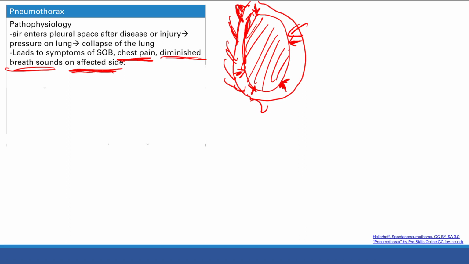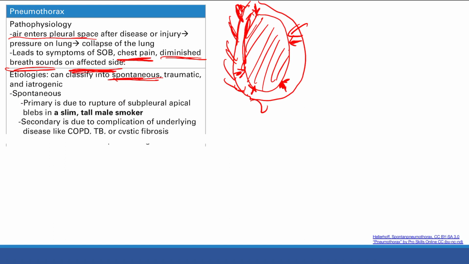Now, how can we get air into this pleural space? There's many causes. Okay, we divide the causes into spontaneous, traumatic, and iatrogenic. Spontaneous means it just happens for some reason. Traumatic means there's a traumatic cause, so you got stabbed, you got shot. Or iatrogenic, that means a doctor did it. Okay, so spontaneous we can divide into two: primary spontaneous and secondary spontaneous.